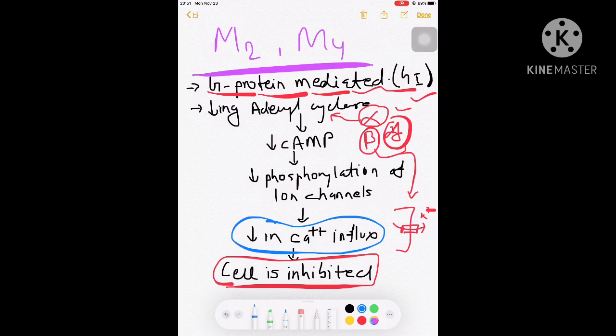One of the examples of this system is vagal mediated bradycardia, mainly in the AV node and SA node in the heart.